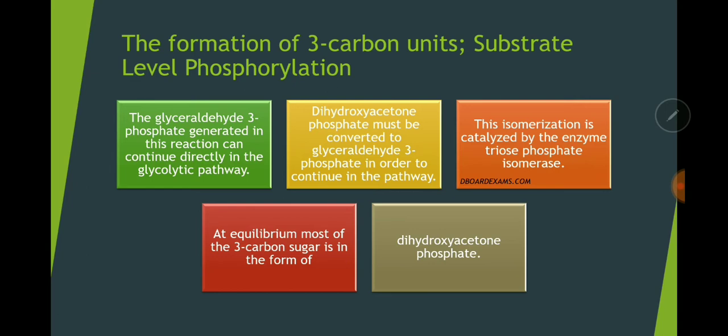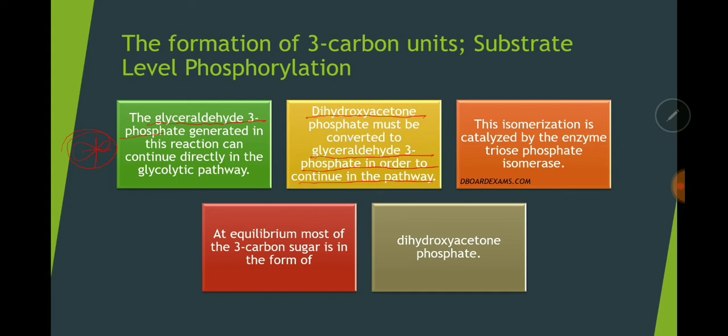The dihydroxyacetone phosphate must be converted to glyceraldehyde phosphate in order to continue in the glycolytic pathway. Now, make sure you understand that. If you form glyceraldehyde 3-phosphate, this can continue directly into other pathways of glycolysis, because this can be broken down. But the dihydroxyacetone that is formed has to be converted to glyceraldehyde. Only glyceraldehyde can continue to form pyruvate. Dihydroxyacetone has to be converted to glyceraldehyde 3-phosphate.